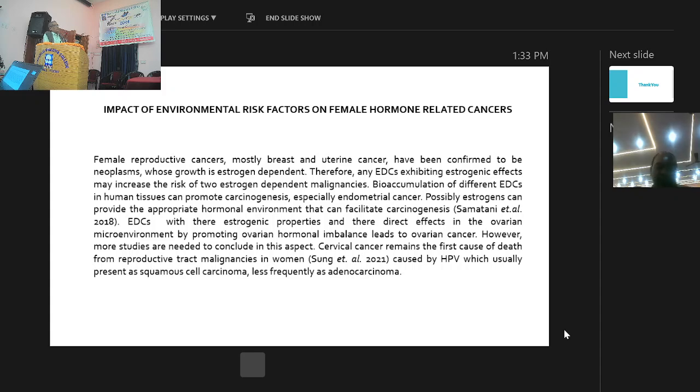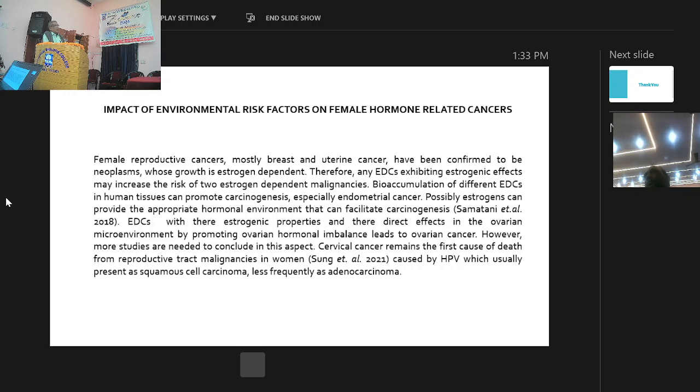Any endocrine disrupting chemical exhibiting estrogenic effects may increase the risk of two estrogen dependent malignancies. Actually, estrogen itself is considered a carcinogenic agent. So, any type of imbalance in estrogen progesterone can cause various types of pathophysiological conditions in the female body or women. Now, positive estrogens can provide the appropriate hormonal environment that can facilitate carcinogenesis.